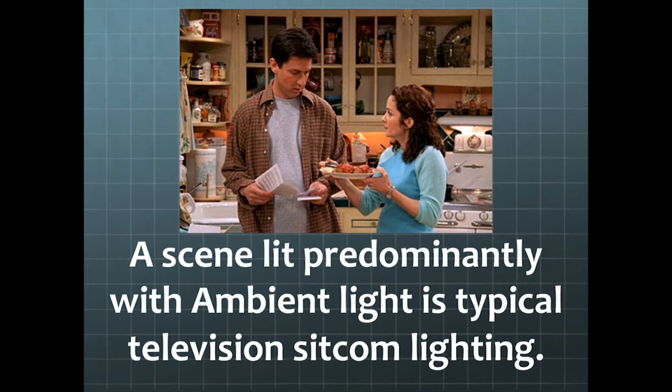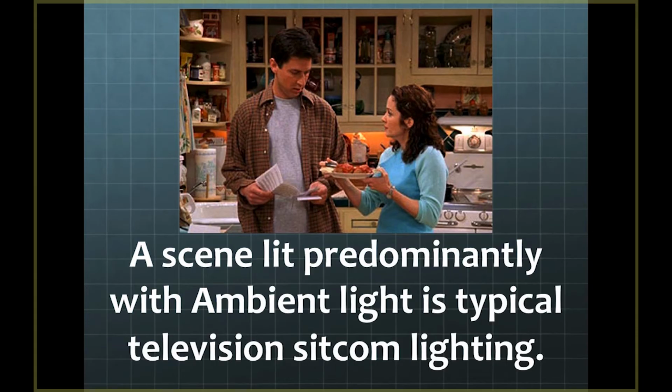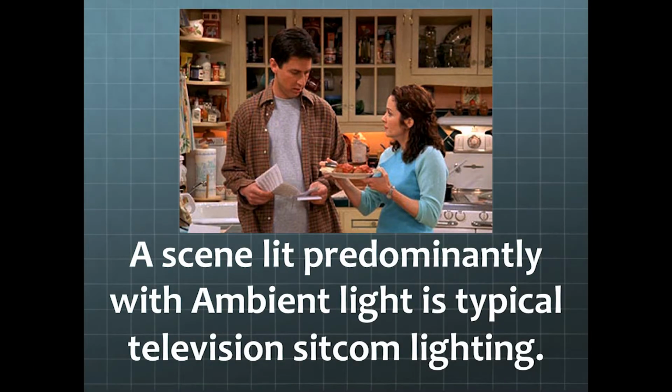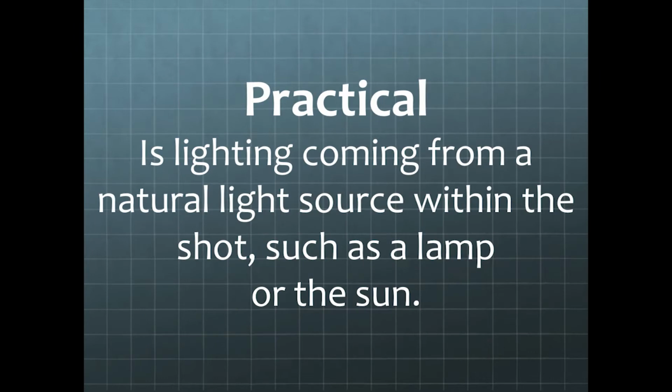A scene predominantly lit with ambient light is typical of television sitcoms, as we're looking at here, where if you're looking at the scene, yes, there are light parts over here and over here, but then there are dark parts over here. But overall, it's just fairly uniform lighting. Yes, they are using the concept of 3 point in these shots, but it's fairly uniform. Everywhere they go, there's nothing really dramatic about it. It's just the scene is filled with light.